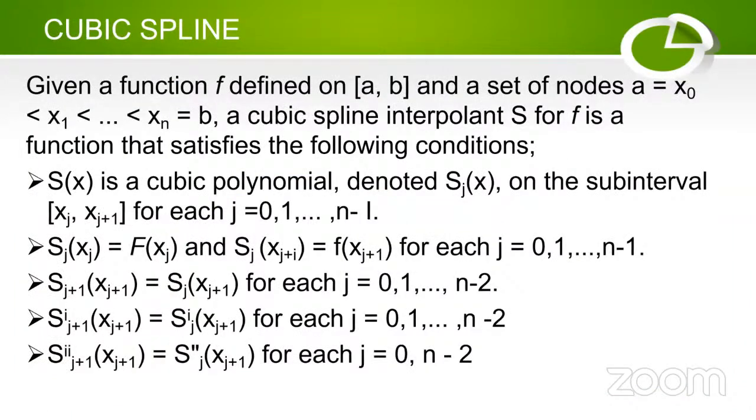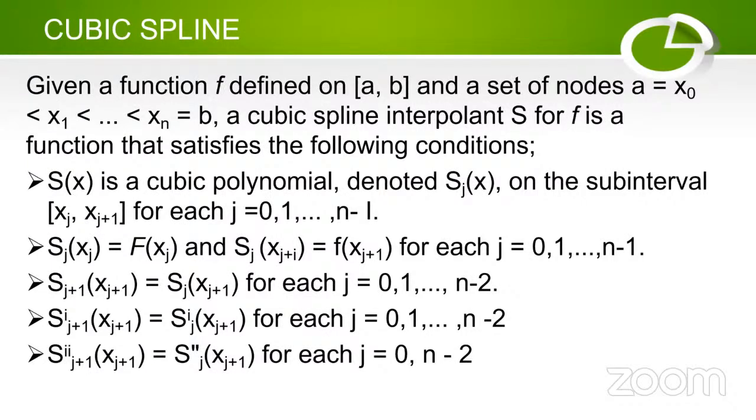For our cubic spline, we are given a function f defined on an interval and a set of nodes, a, which is equal to s naught, our starting node, and s of n, which is equal to b, our ending node. A cubic spline interpolant of function f is set to satisfy the following condition: that s is a cubic polynomial. That means it's a polynomial of degree 3, and it cannot be greater than degree 3. Our cubic spline interpolant function s is always of degree 3.